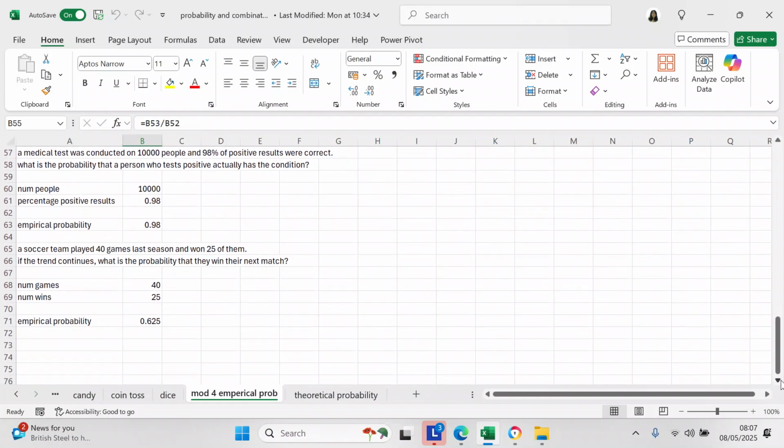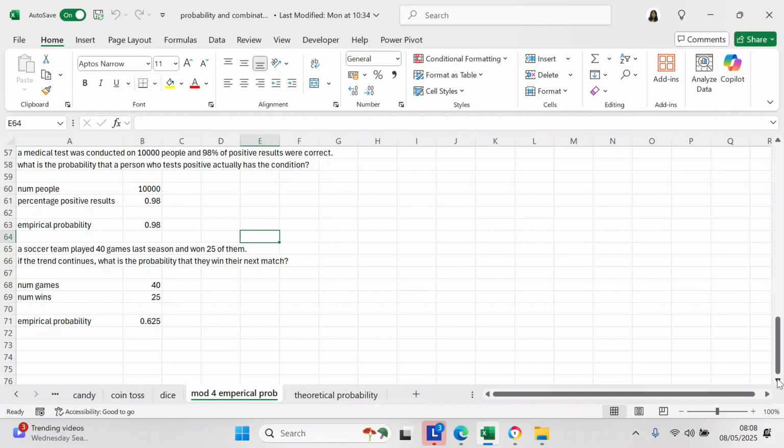The next question is, a medical test was conducted on 10,000 people, and 98% of positive results were correct. What is the probability that a person who tests positive actually has the condition? The number of people is 10,000, the percentage of positive results is 98, and the empirical probability is 98%.